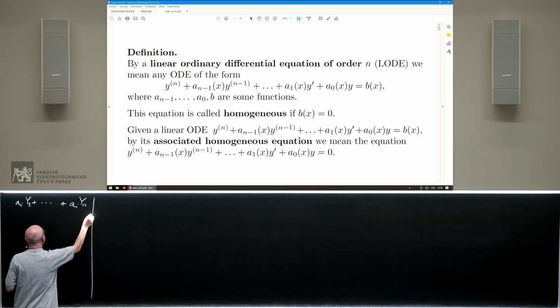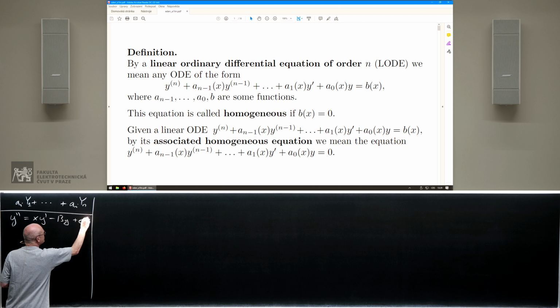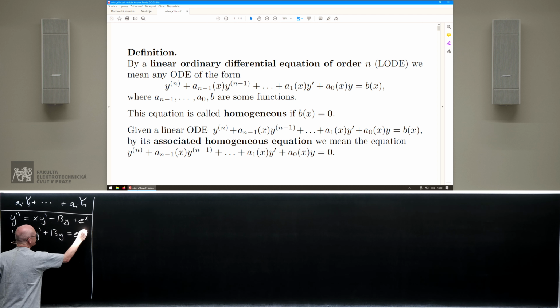Okay, let's have a look at some simple example. Let's say y double prime is x y prime minus 13y plus e to x. So I claim that this is a differential equation that is linear because the unknown functions are all just multiplied by some coefficients. Here's a coefficient, x, it's changing, 13 is a coefficient, and they are added or subtracted. Of course, properly, I should write it like that. y double prime minus x y prime plus 13y is equal to e to x. And now we can see all the y's on the left, and there is something left on the right. So this is a linear equation.